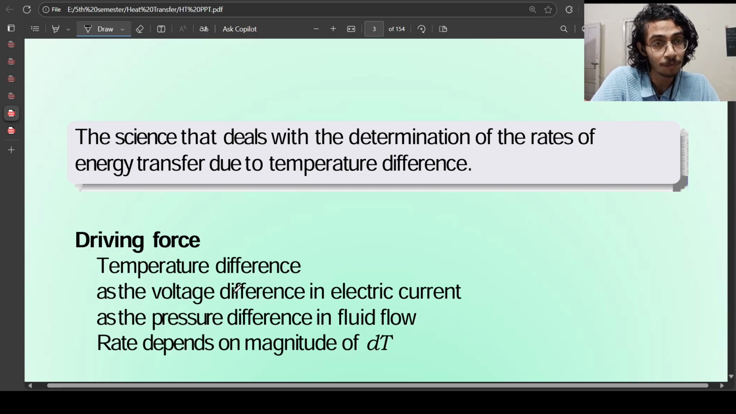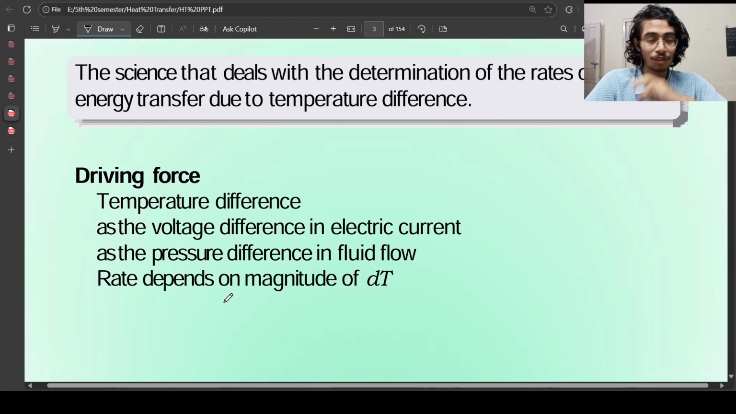as the pressure difference in fluid flow, right? Why will there be fluid flow? If there is no pressure difference, there will be no fluid flow. That means the pressure difference is the driving force for the fluid flow, right? And the rate of heat transfer will depend on the magnitude of the delta T. Delta T means the difference of the temperature, right? The example that I had given you earlier, I will explain in a more brief manner in our upcoming slides.